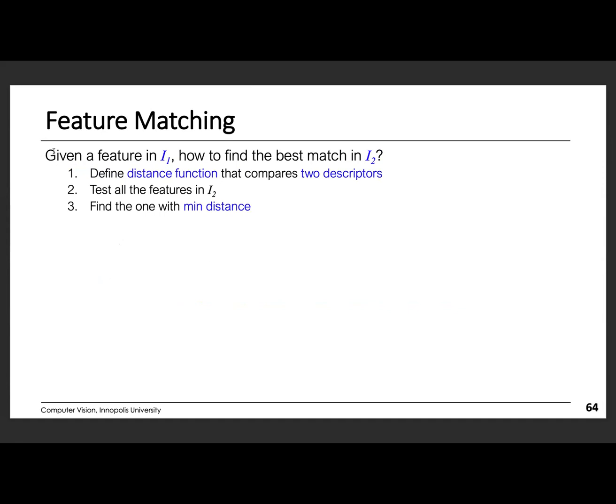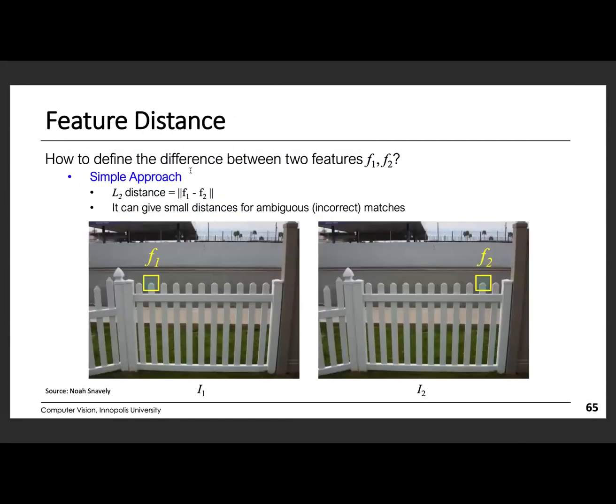So here, given a feature in I1, or image 1, how to find the best match in image 2? You first define the distance function that compares the two descriptors, test all the features in I2, and then find the one with the minimum distance. So here we need to define the difference between the two features. Simple approach: L2 distance, F1 minus F2.